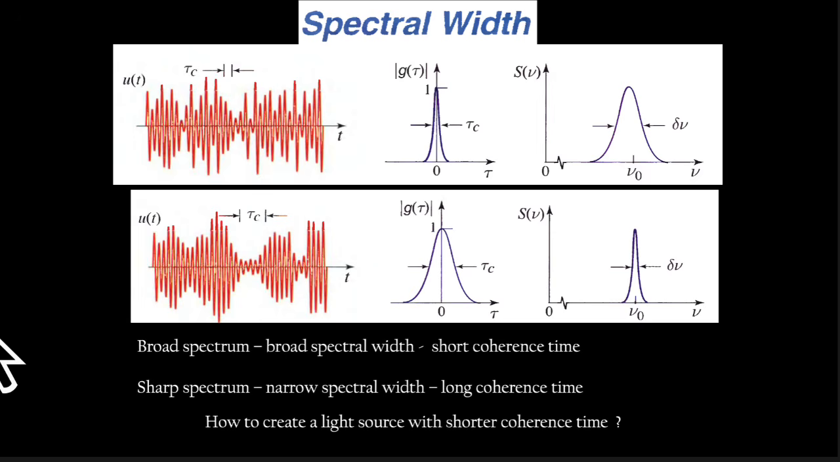So how do you create a light source with a short coherence time? That is an interesting challenge, because if you can get a very short coherence time source, you will get a very broad spectral feature, and vice versa. And therefore, you can start engineering this kind of system by playing around with the spectral width and the coherence time respectively.